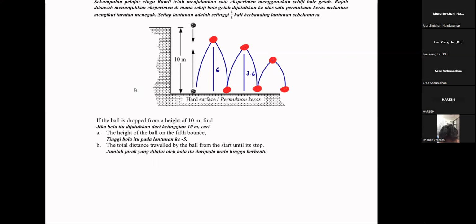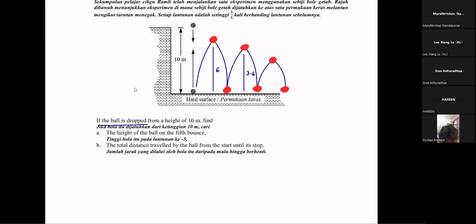Bola tu jatuh kan? Okay. Your first bounce bukan start dekat 10 tau. Your first bounce start at the 6. Faham? Jadi inilah you punya T1. T1 maksud dia first bounce. Ini adalah second bounce. So dia suruh cari bilangan bounce tau. Kan? Adakah dia suruh cari bilangan bounce?